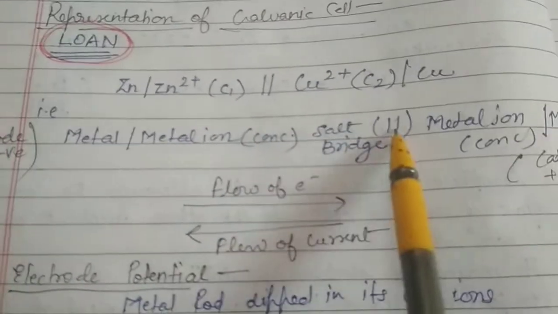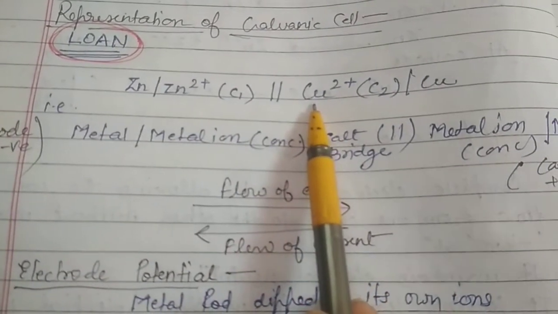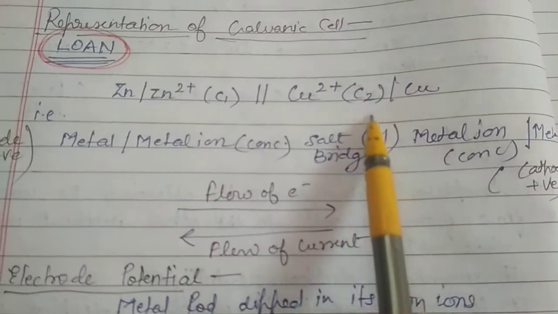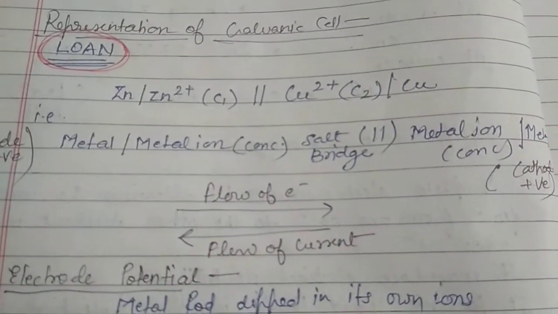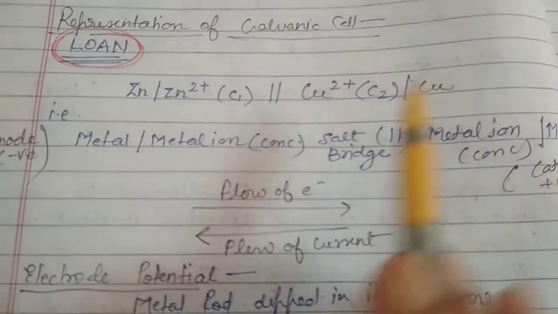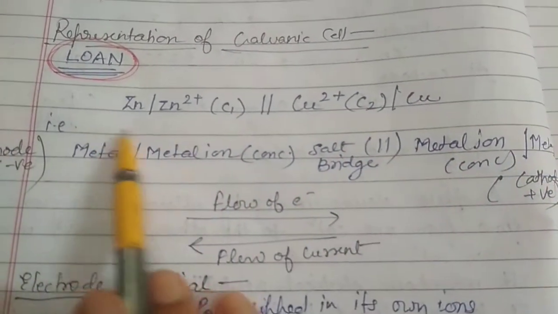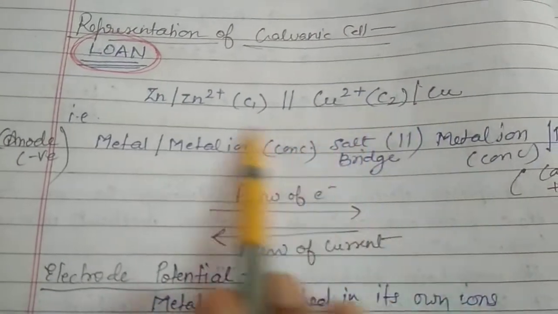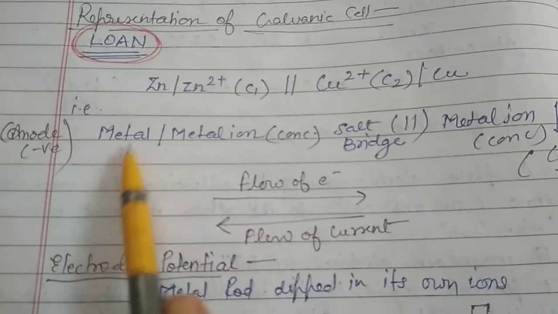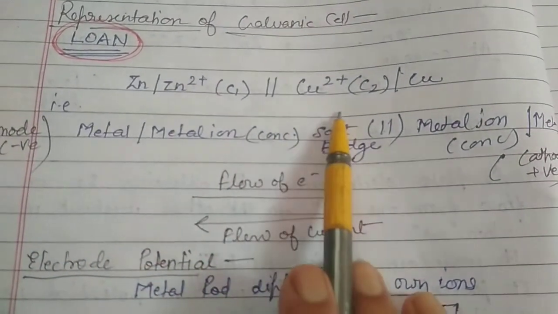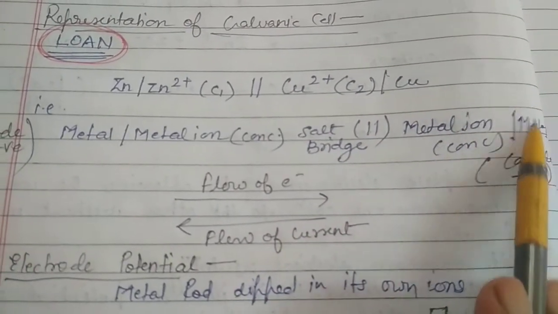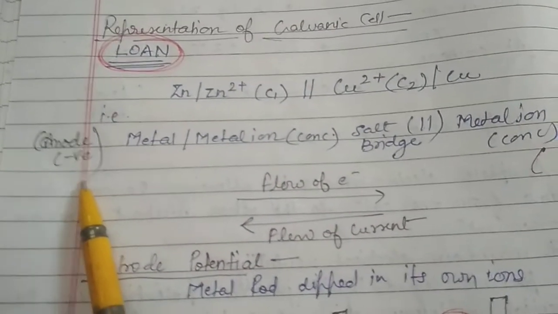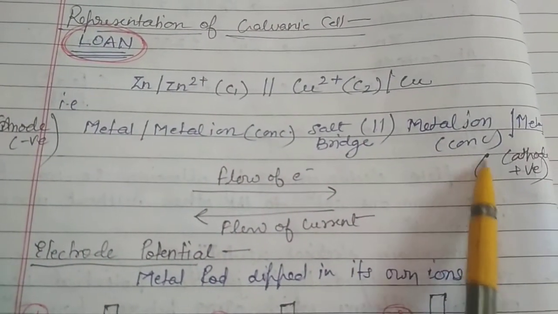reduction part. It means we are to take in the metal ion. Thereafter, the concentration, separating it by a vertical line, and then the metal. So that is a general representation, and this is the representation for the voltaic cell. Metal to metal ion, its concentration, salt bridge, then metal ion, concentration, again metal. It means the left hand side is the anode and the right hand side is the cathode.